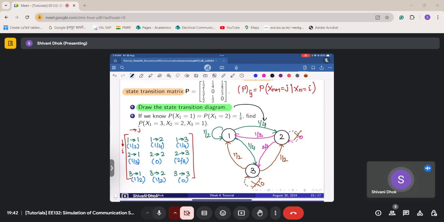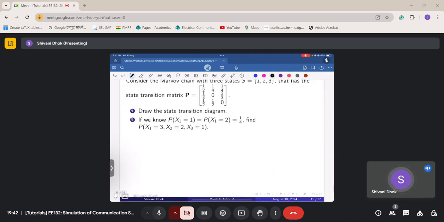Okay, now once we have this state transition diagram, there is another question that is asked to us. We know that the first state probabilities, the prior probabilities, are given to us. The probability of x1 equal to 1 is equal to probability of x1 equal to 2, equal to 1 by 4. So from here what we can calculate is probability that x1 equal to 3 will be equal to 1 minus, because there are only 3 states, probability of x1 equal to 1 minus probability of x1 equal to 2. That comes out to be 1 minus (1 by 4 plus 1 by 4), which is equal to half.